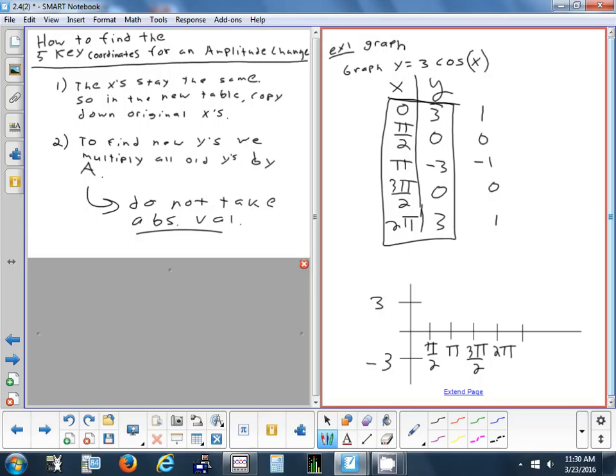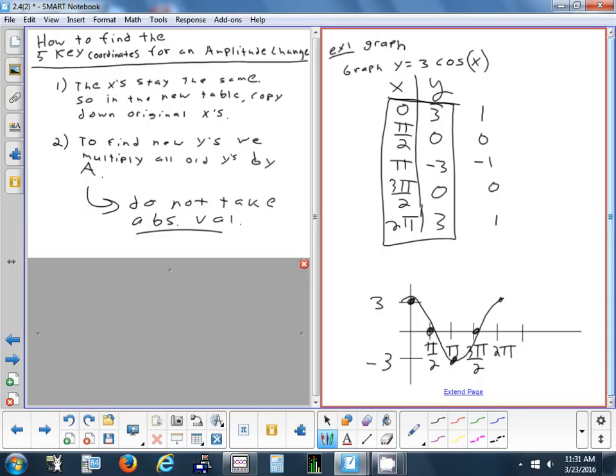And the last step, make your graph. So we got 0, 3, pi over 2, 0, pi, we're at -3, back to 0, and back to 3. And there's my graph. Any questions on that?